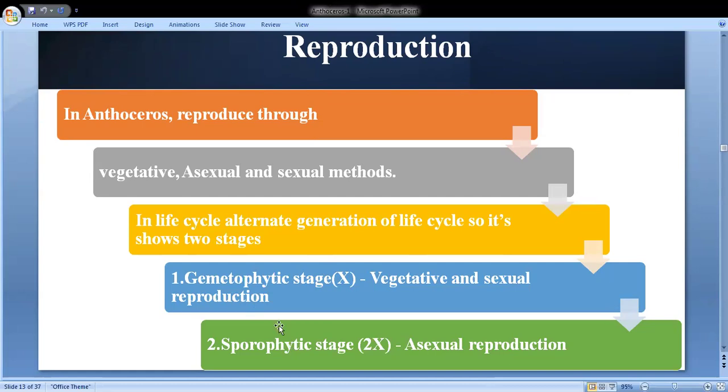In the gametophytic stage, that is vegetative and sexual reproduction. In the sporophytic stage, that is asexual reproduction. Because this is a haploid condition, this is a diploid condition. Remember this, gametophytic stage means vegetative and sexual, sporophytic stage means asexual reproduction. Okay, clear?